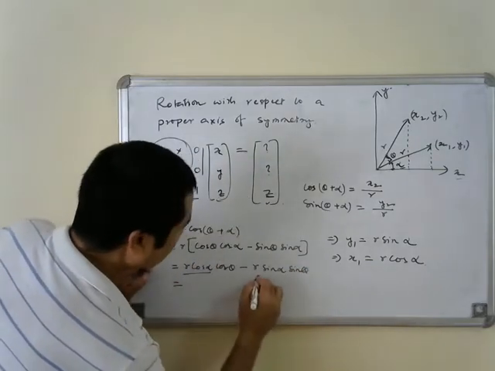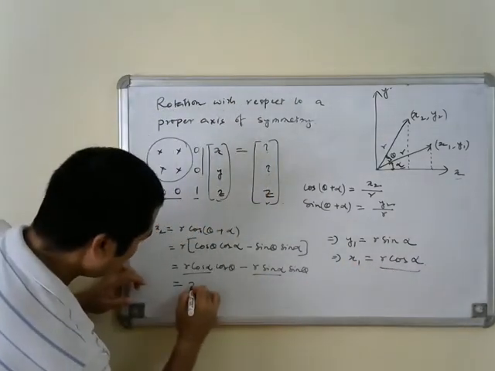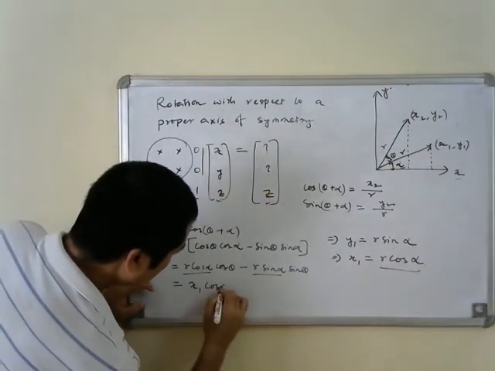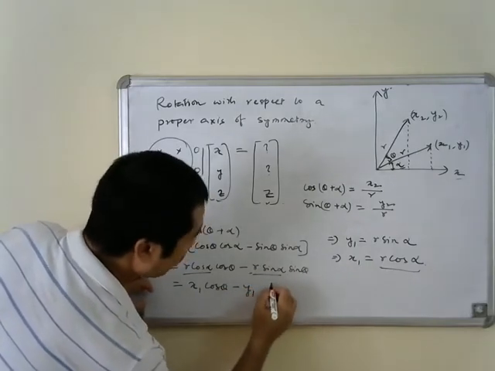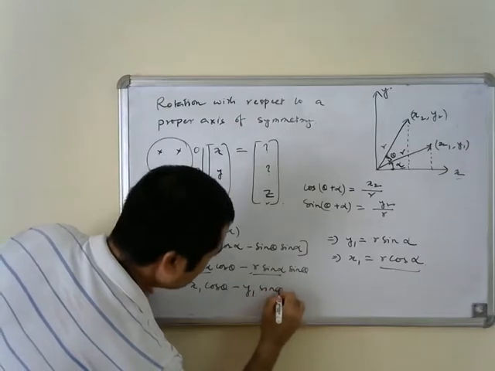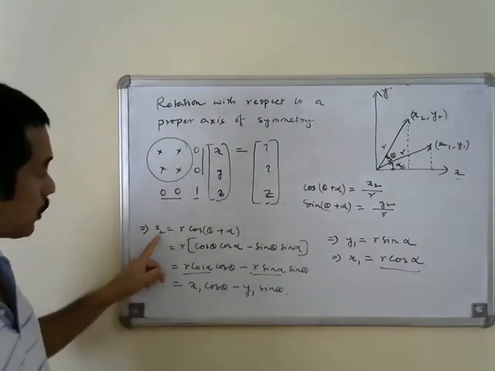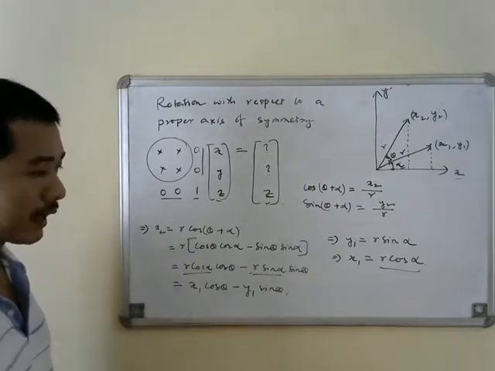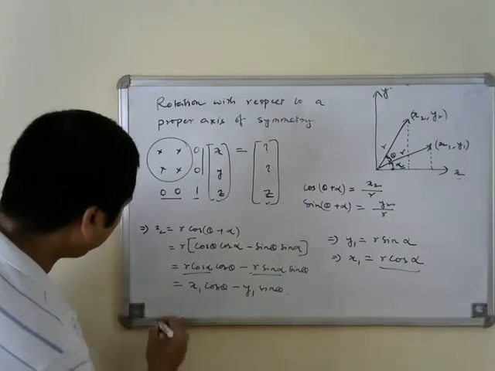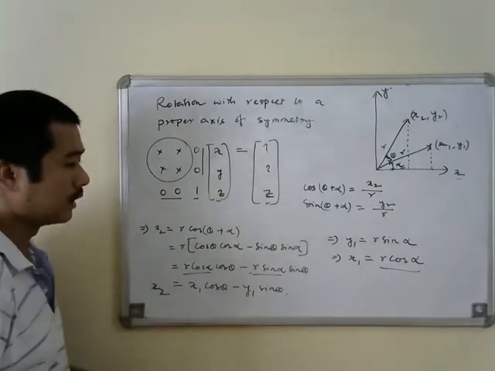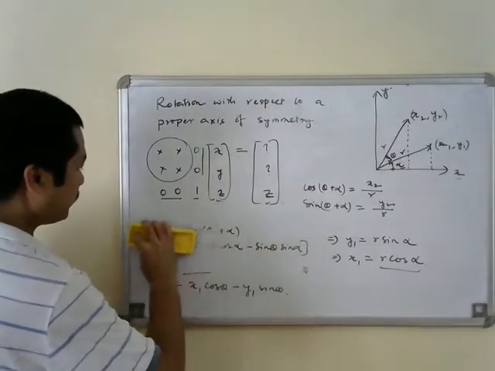Now we know r cos alpha is equal to x1, so x1 cos theta, and r sin alpha is equal to y1, so y1 sin theta. So we get the coordinate x2 as a function of the initial coordinates, x1 and y1. So we can write that x2 is equal to this. We will now see what y2 is equal to.